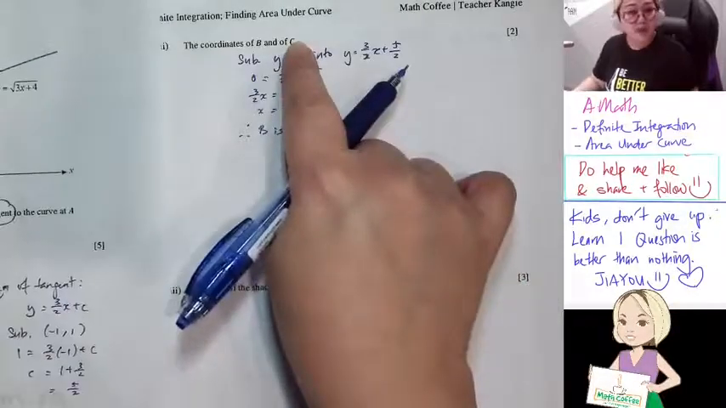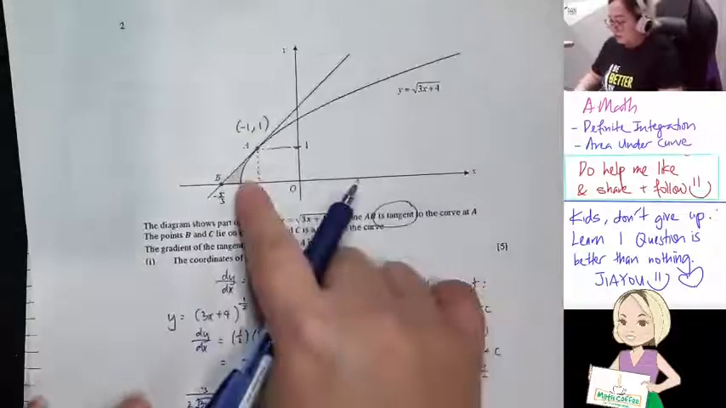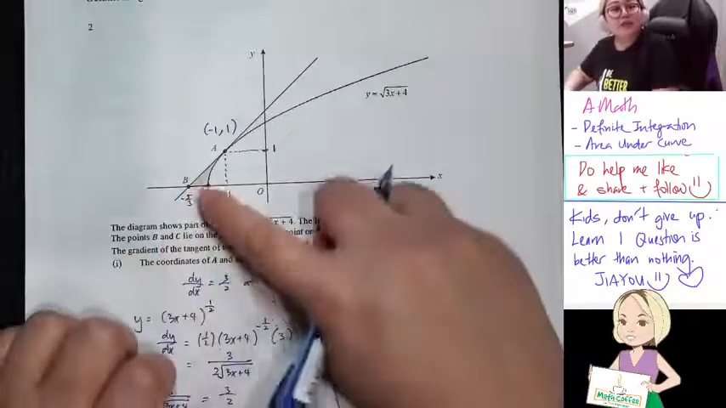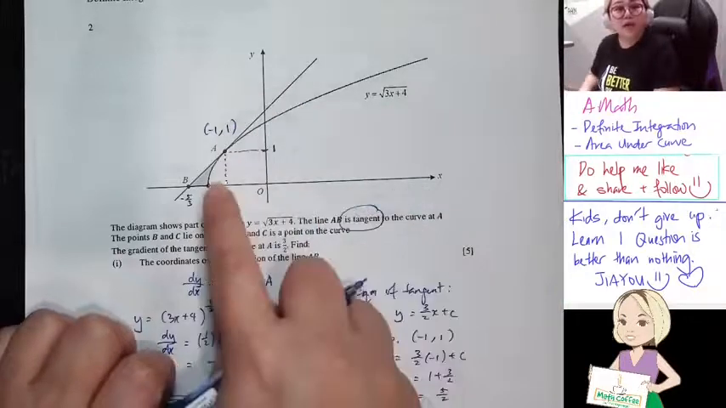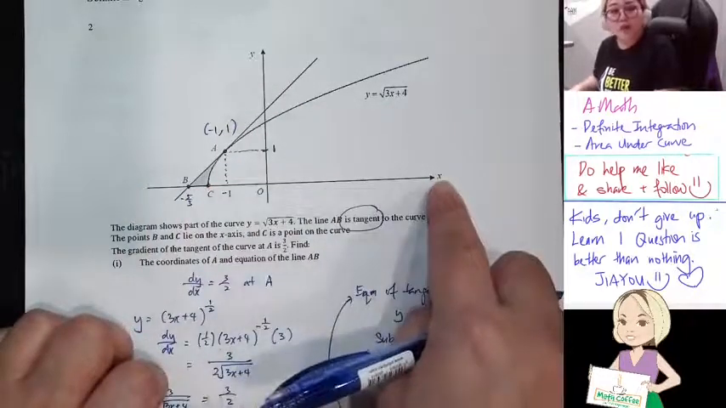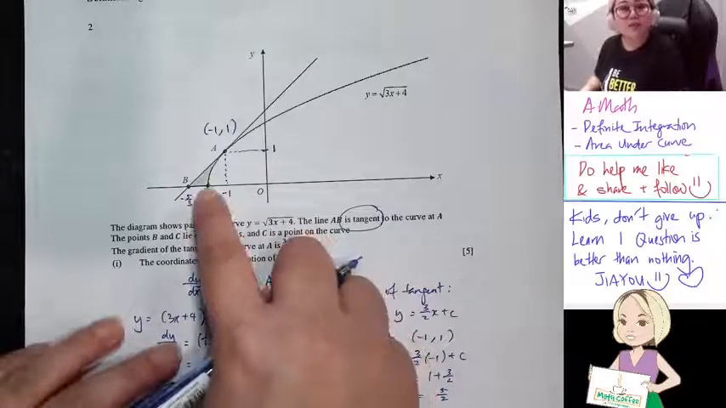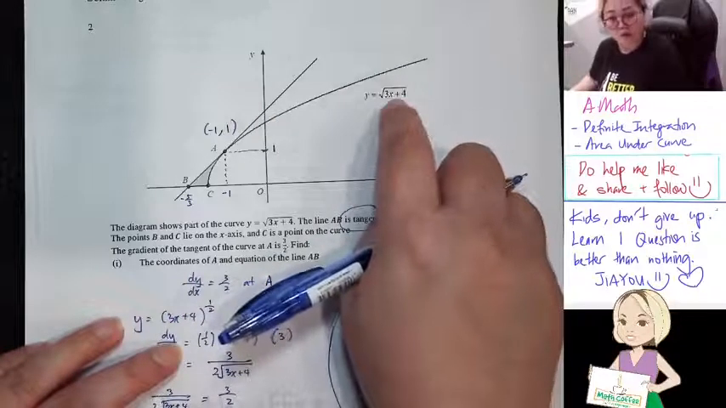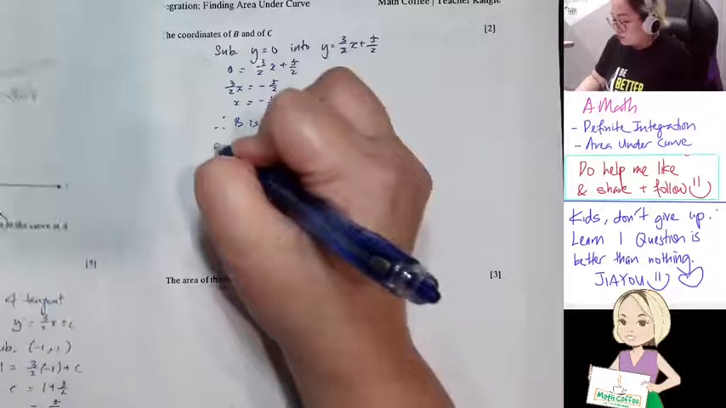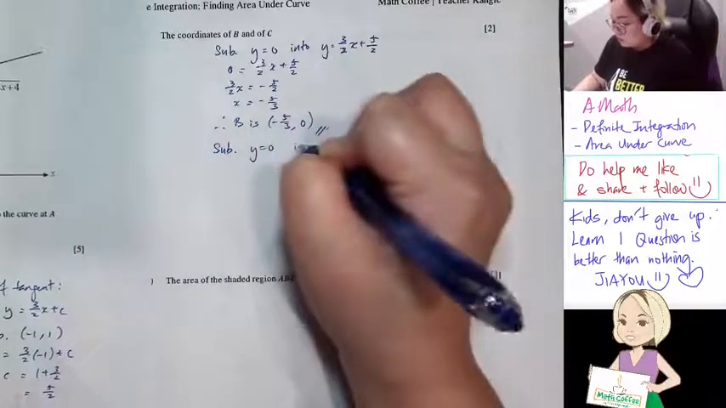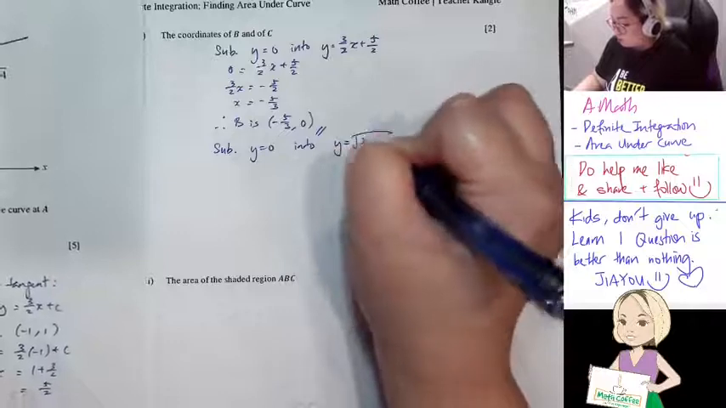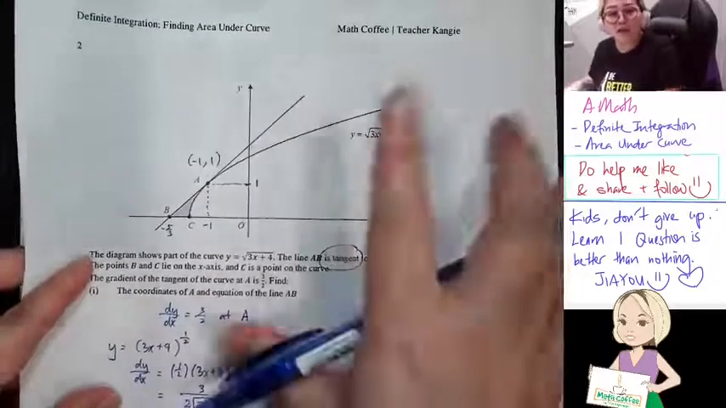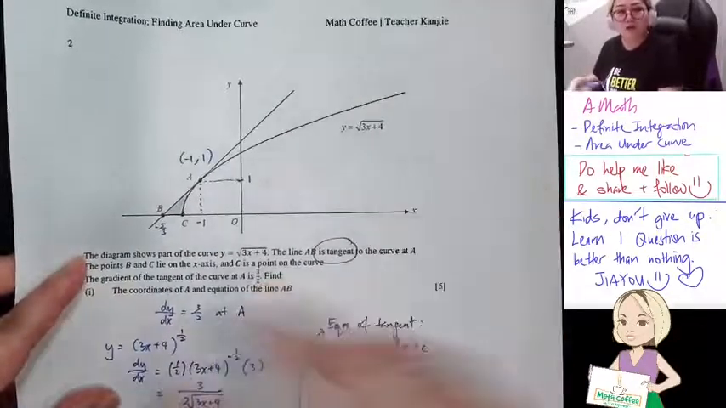Next, you want to find coordinate C. So let's go back to the diagram and let's take a look at where C is. So C is here. See, C is on the curve. And C is also on the x-axis. So it means I simply just need to sub y equals to 0 on this curve equation, and we can find the corresponding x. So what I'm going to do is sub y equals to 0 into y equals to square root of 3x plus 4. Okay, so you need to be very clear whether the point is on the line or the point is on the curve, and then you sub accordingly.